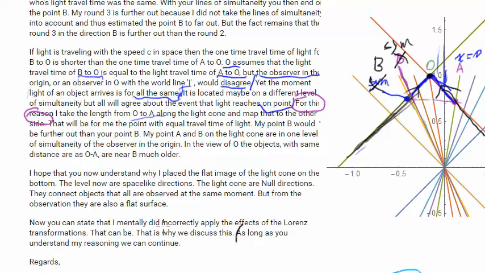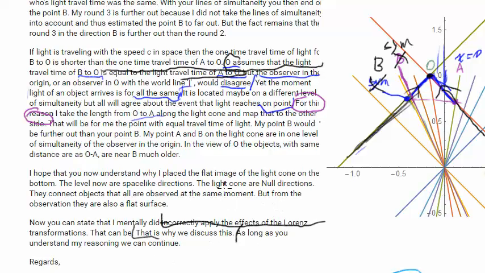Now you can state that I mentally did incorrectly apply the effects of Lorentz transformation. That can be. And I think right here, when you say O assumes that the light travel time of B to O is equal to the light travel time of A to O, that would be an incorrect application of Lorentz transformations. But that is why we discuss this. And as long as I understand your reasoning, we can continue.